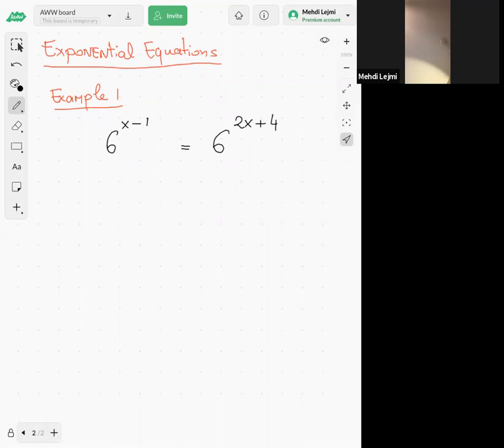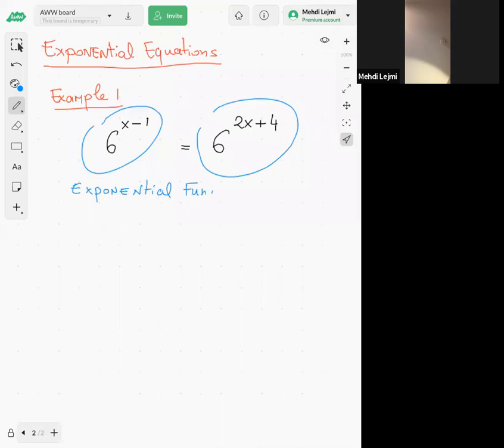All right, so this is an exponential equation. The left side here is 6 to the power x minus 1, so this is an exponential function, right? Both of them are exponential functions, because remember, guys, the definition of an exponential function is when you have a constant to some power involving x.